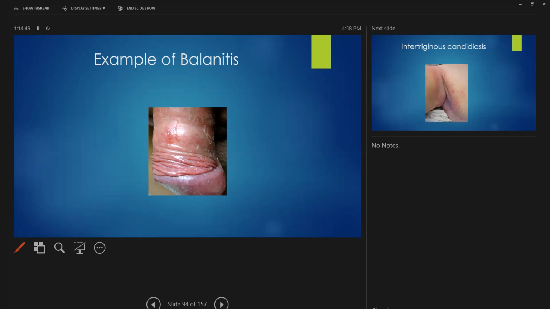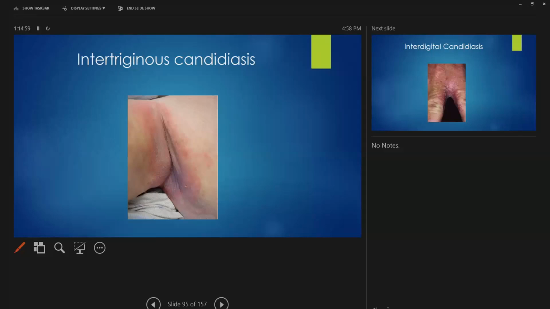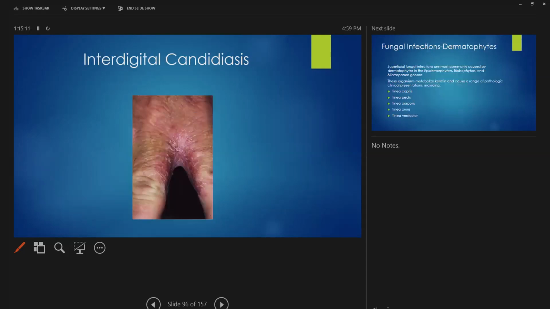So this infection is causing cracking and irritation here, probably changing the pH, and does not look very comfortable. Here's what they call intertriginous candidiasis. So this is in the axilla. There's interdigital candidiasis.